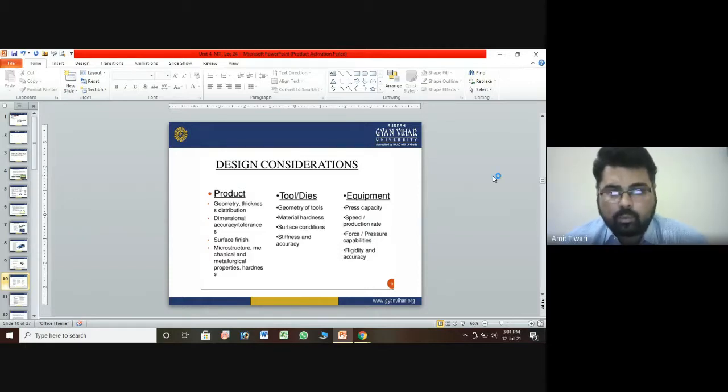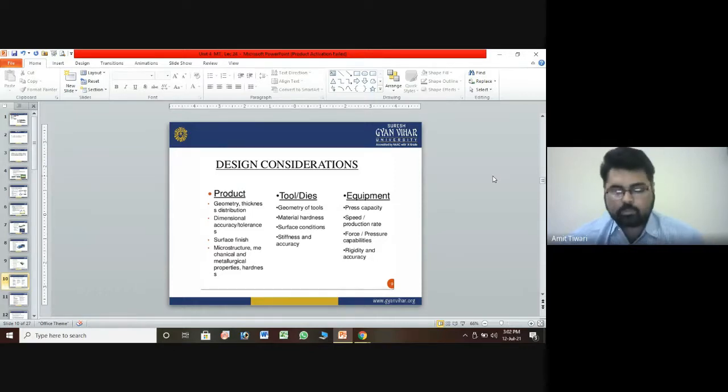Second is the tool die. Tool die means the geometry of the tool, material hardness, the surface conditions, and the stiffness and accuracy. So what type of material did you select for that? The tool die is the geometry of the tool, the material used for it, and the surface conditions, stiffness and accuracy required. So what type of material you have to adopt for that? These are some techniques we use for the geometry.